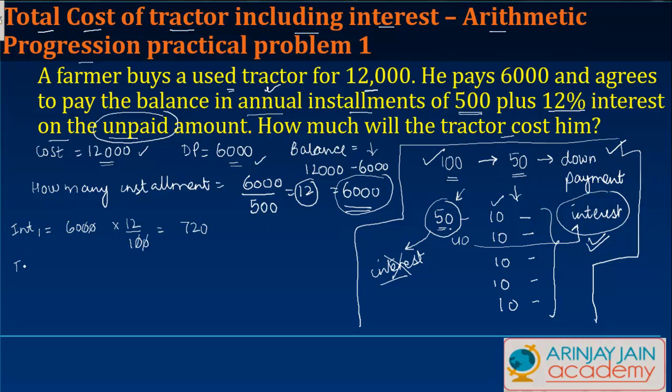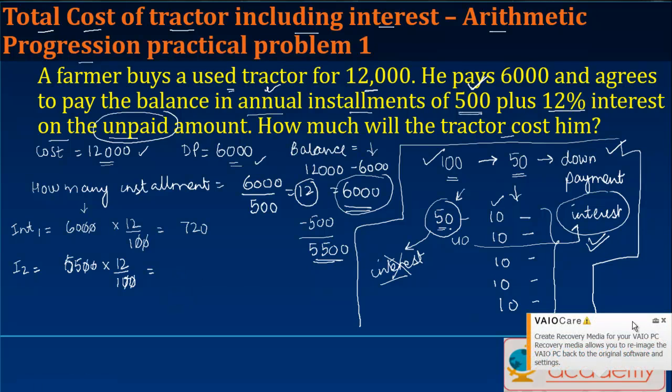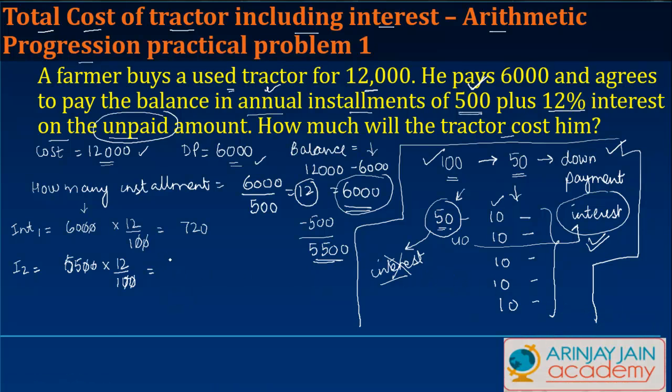Now the interest for the second year, how much will that be? At the end of the first year, he had to pay 6,000, but he would have paid 500 by way of principal, which is given to you over here. So at the end of the year, what he has to pay is 5,500. This is the unpaid amount. Because you have to pay interest on the unpaid amount, we will calculate interest on 5,500. So 5,500 into 12 by 100. These two knocked off. 12 fives are 60, 0, 6 carry, 660.